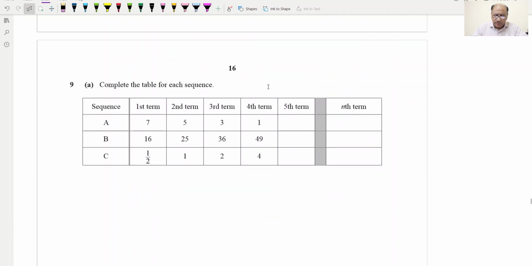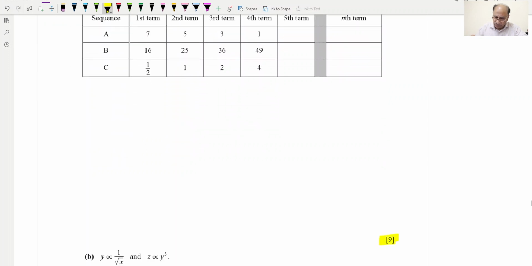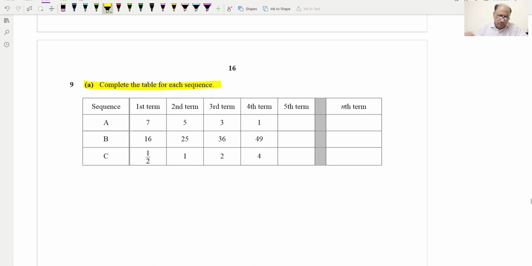Now question number 9 is a sequence question. It is saying complete the table for each sequence, and keep in mind this is a 9 marks question, heavy marking for this one. So A is 7, 5, 3, 1. We have to give the fifth term also. We are getting the next term by subtracting 2, so 1 minus 2 will be minus 1.